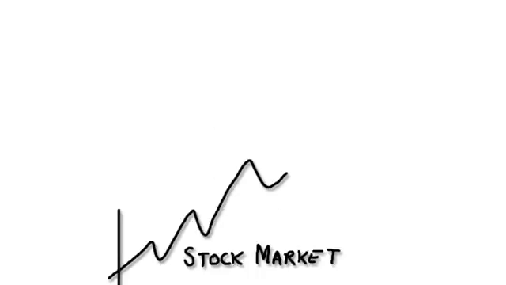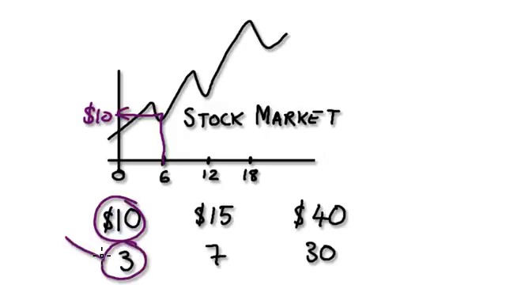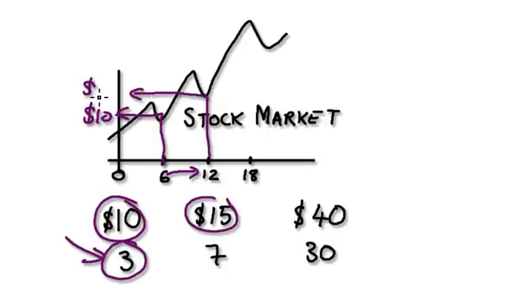In this video, we're going to talk about weighted average. So imagine you're playing the stock market. At this time, let's say the price of one share is $10, and you're going to buy 3 shares. Then 6 months later, the price is, let's say, $15, and you're going to buy 7 shares.